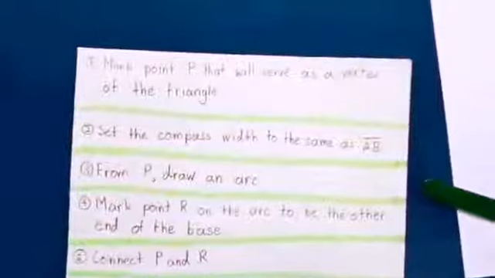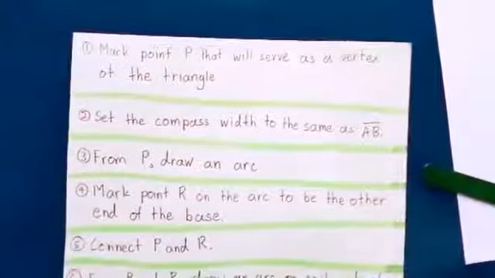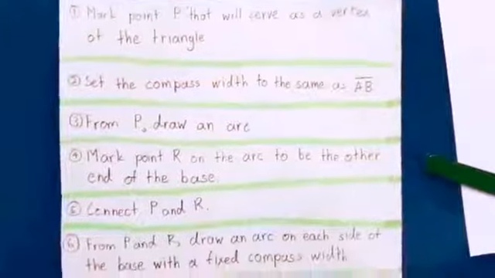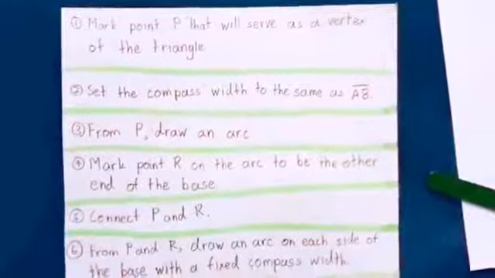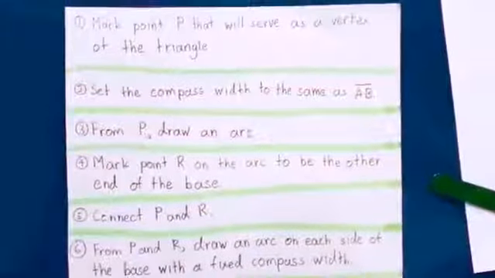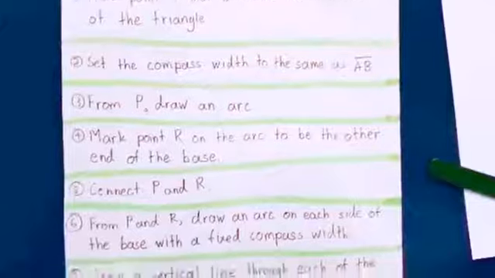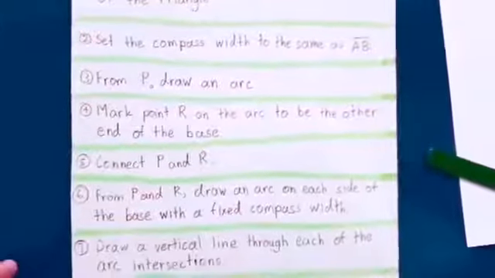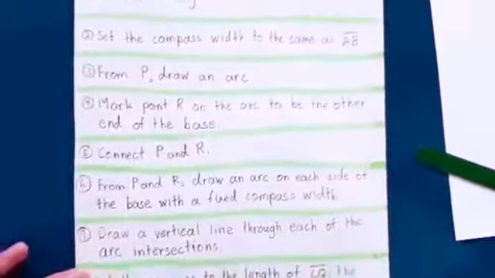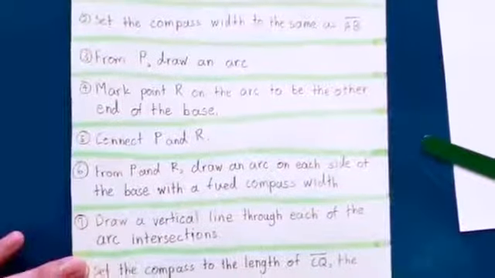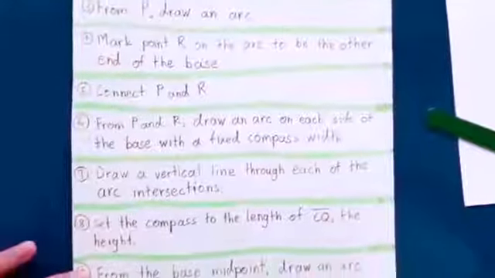The steps in total will be done in the following process. Step 1 will be to mark the point that will serve as the vertex of the triangle. Step 2 will be to set the compass width to the same as AB, which will be the base. Step 3, from point B, using the compass width I've just created, I will draw an arc. Step 4, I will mark point R on the arc to be the other end of the base. Step 5, I will connect P and R.